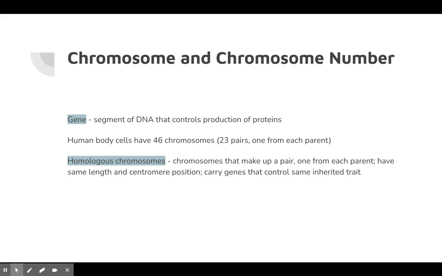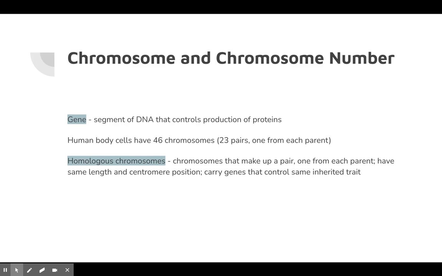So, before we get into that, there are a few things you need to understand with chromosomes and chromosome number. A gene is a segment of DNA that controls production of proteins. We talked a lot about DNA and proteins and all of that last chapter when we talked about transcription and translation.